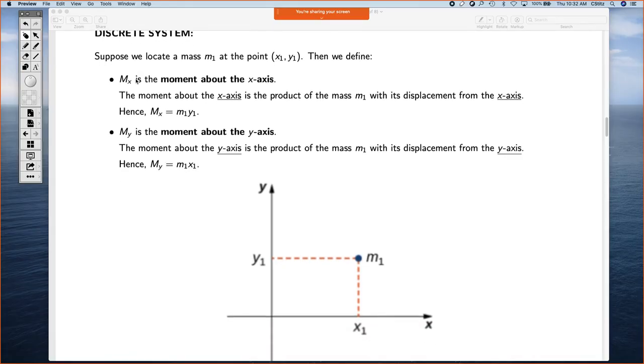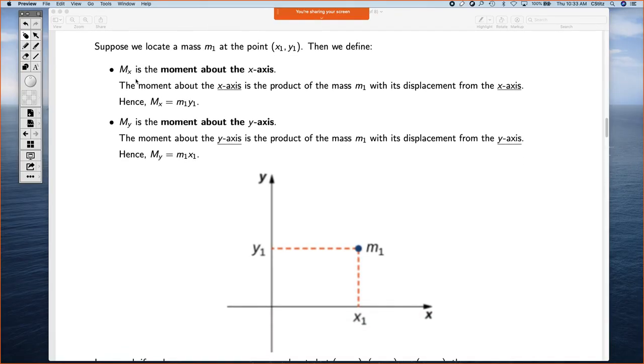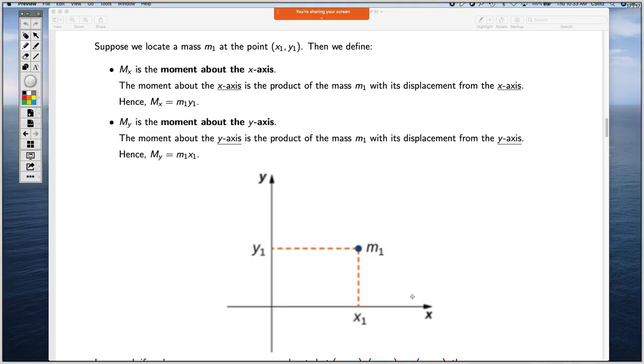So we know what masses are. We know how to find total mass. How do we find moments? Well, we have two moments. We've got the moment about the x-axis. The moment about the x-axis is the product of the mass with the displacement from the x-axis. So we're looking at the signed value, so displacement is above or below, plus or minus. The displacement here is given by the y value. So the moment about the x-axis is the mass times the y value.